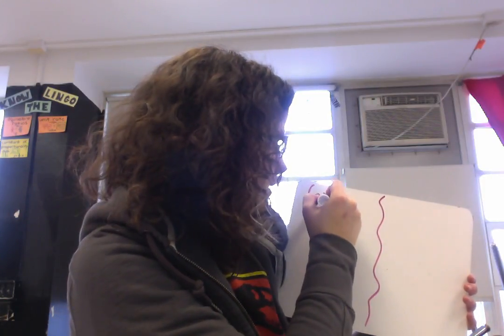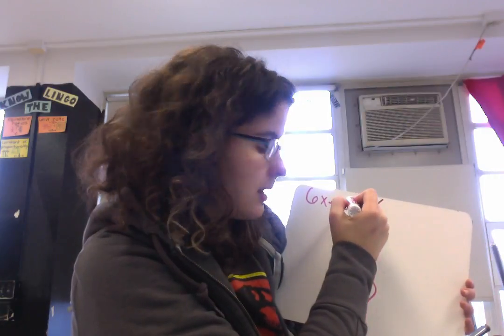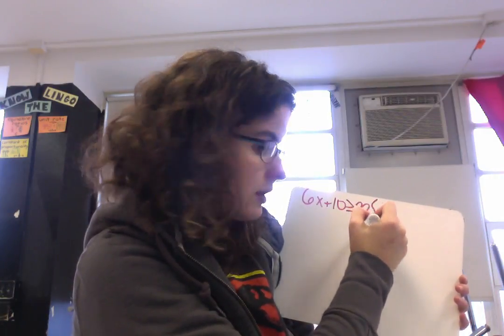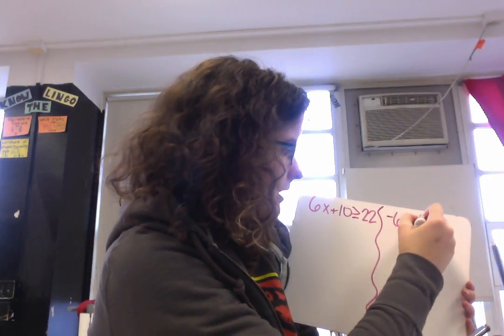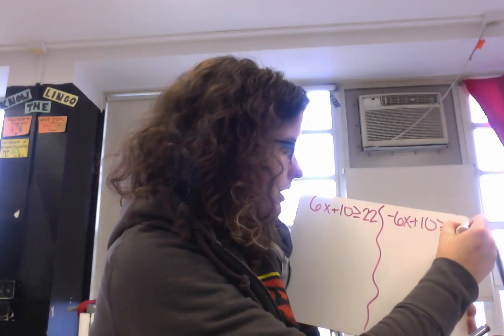I took 2 inequalities that you solved on Tuesday, and you found the solutions to those by testing possible solutions. So we know that both of these work. We had 6x plus 10 is greater than or equal to 22, and we have minus 6x plus 10 is greater than or equal to 22.